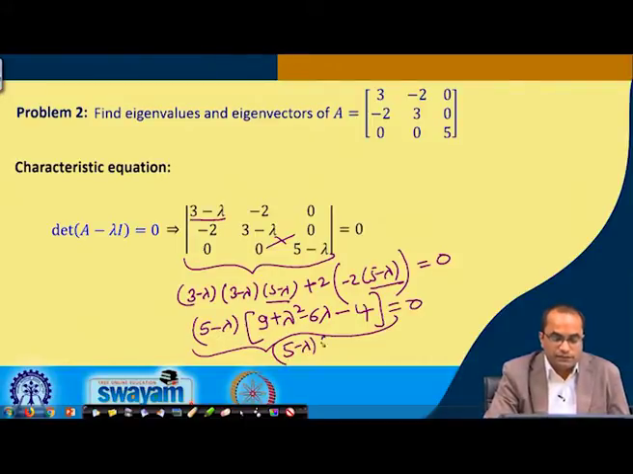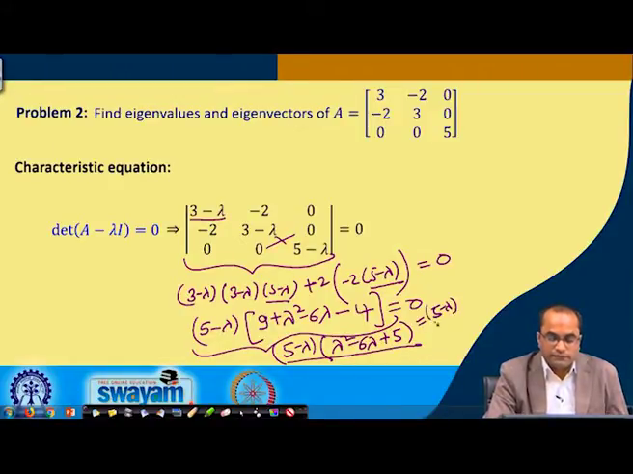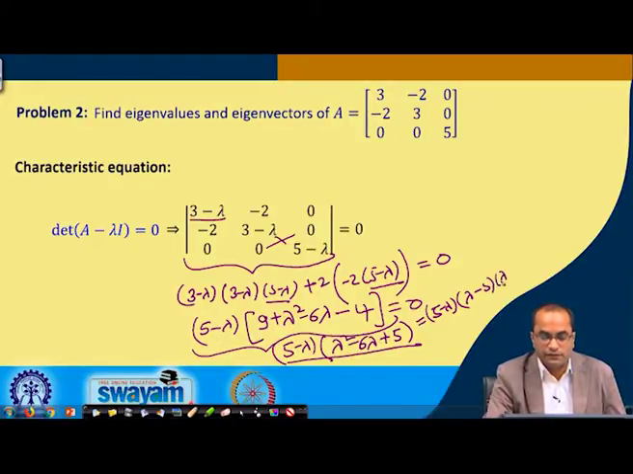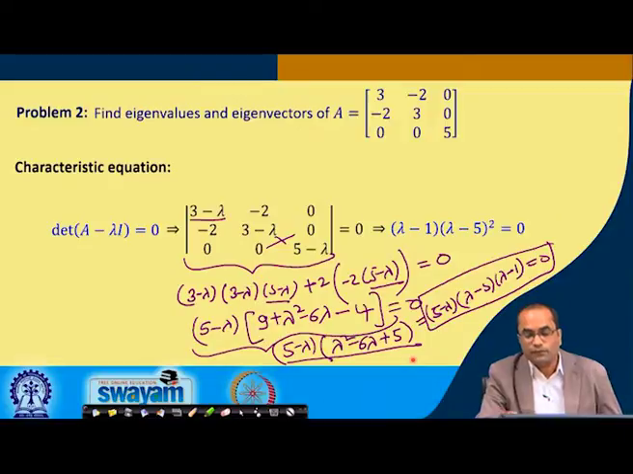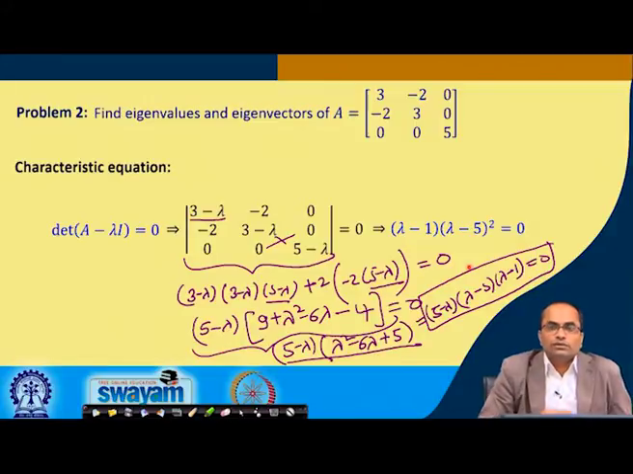So, here 5 minus lambda, and this is lambda square minus 6 lambda plus 5. So, we got the factor 5 minus lambda, and then lambda minus 5 and lambda minus 1, is equal to 0. So, that is the characteristic equation. From there we can get the roots of the equation. So, we have 5 minus lambda or lambda minus 5, this whole square, and we have lambda minus 1, the other factor.